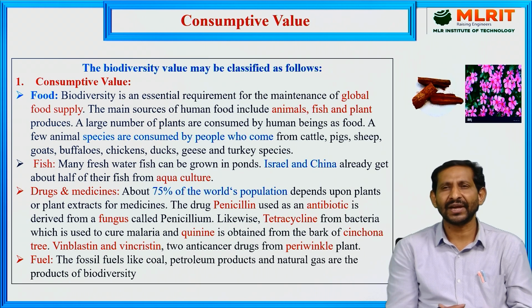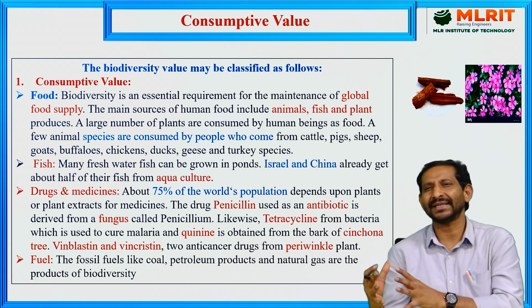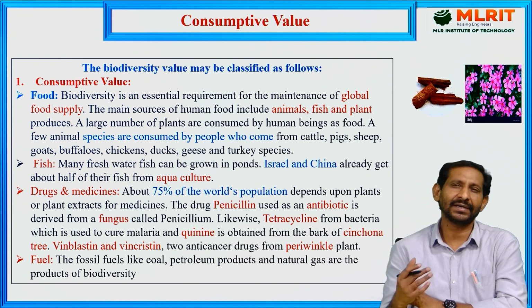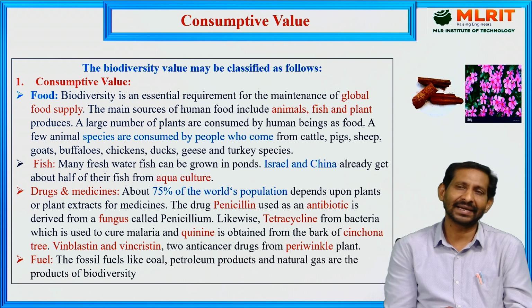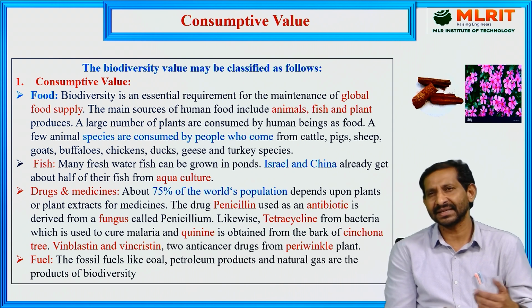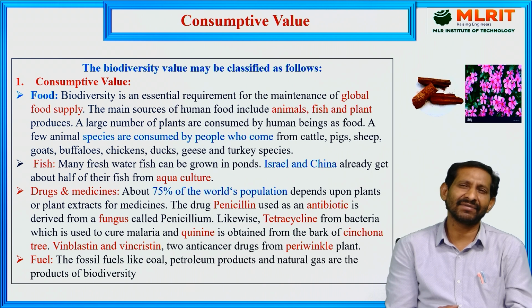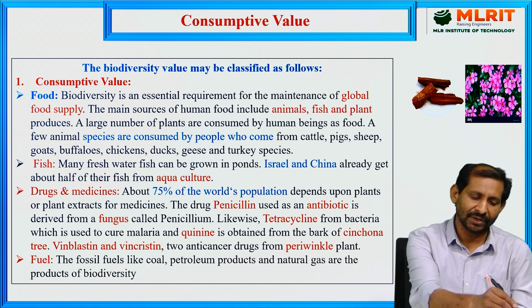The first value is the consumptive value. Consumptive value simply means whatever products the biodiversity gives that are consumed by human beings. That is called the consumptive value. Under the consumptive value a lot of examples are there, but I am presenting some of them here. Diversities give valuable products from ecosystems, like the first one, food.